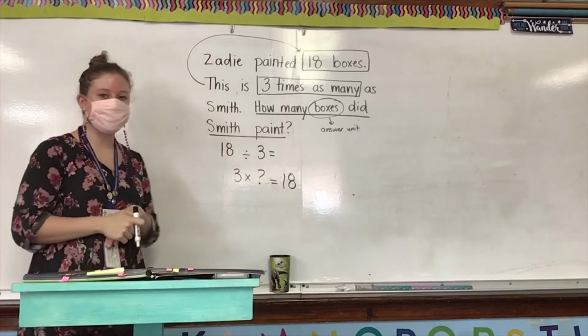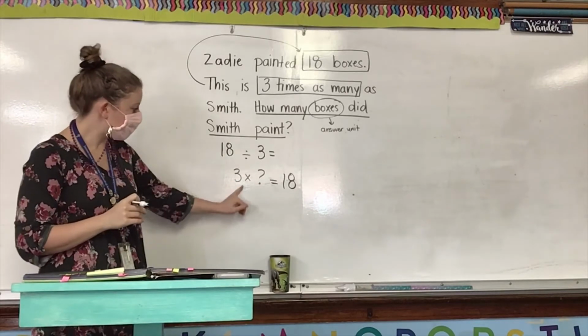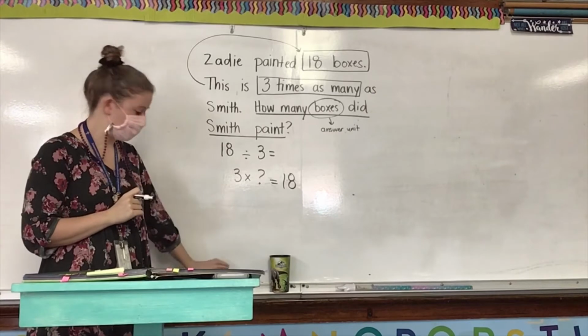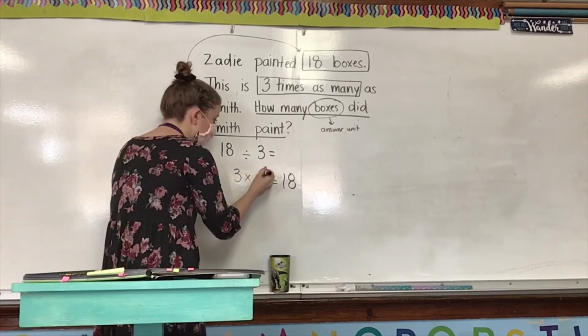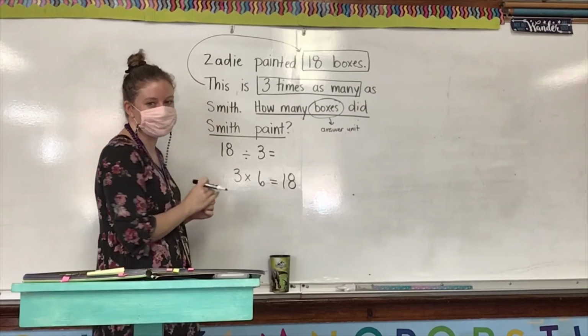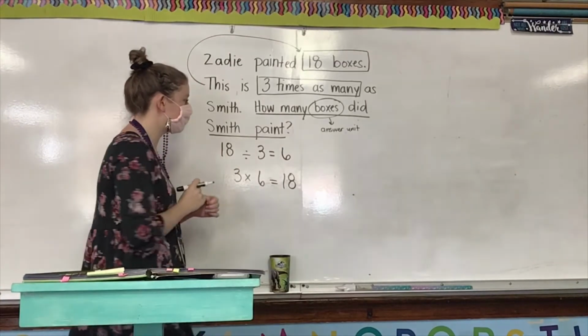Now, is this a lot easier to solve? Because we know this is a basic fact, right, Zari? Yes. 3 times what equals 18? 6. So that means 18 divided by 3 has to equal what, Zari? 6. So how many boxes did Smith paint?